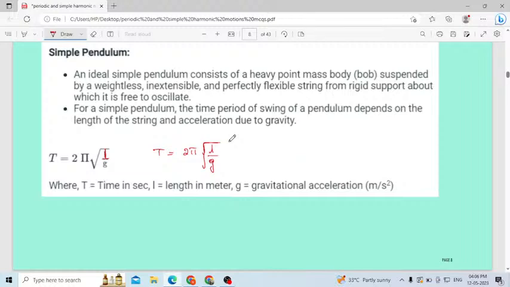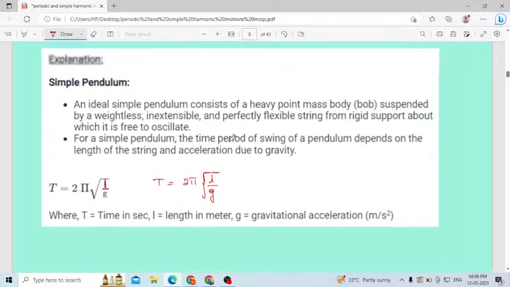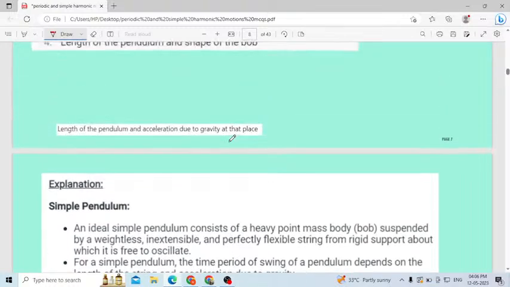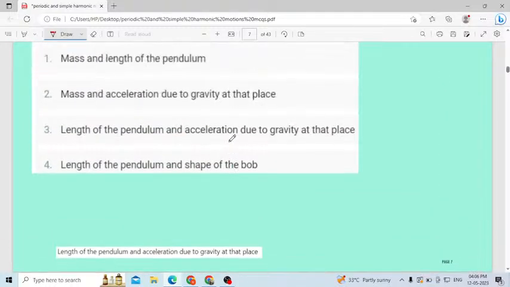Therefore, in the case of a simple pendulum, the time period depends upon the length of the pendulum and acceleration due to gravity. Therefore, the correct answer for this question is option 3. Length of the pendulum, and g is nothing but acceleration due to gravity.